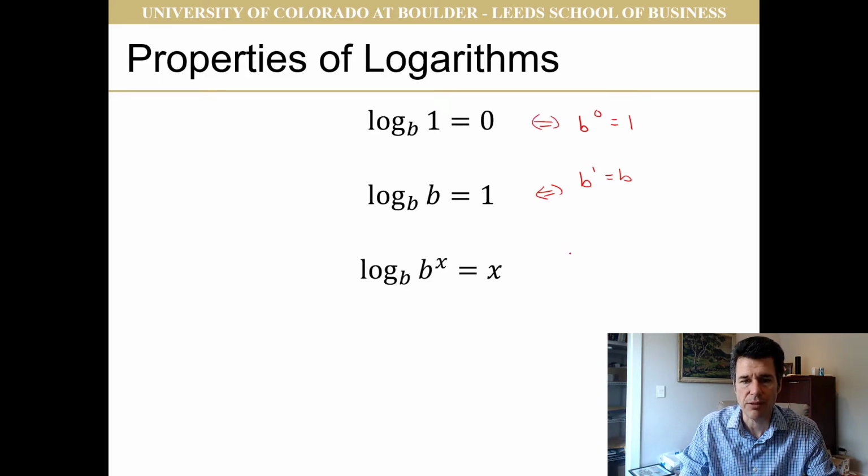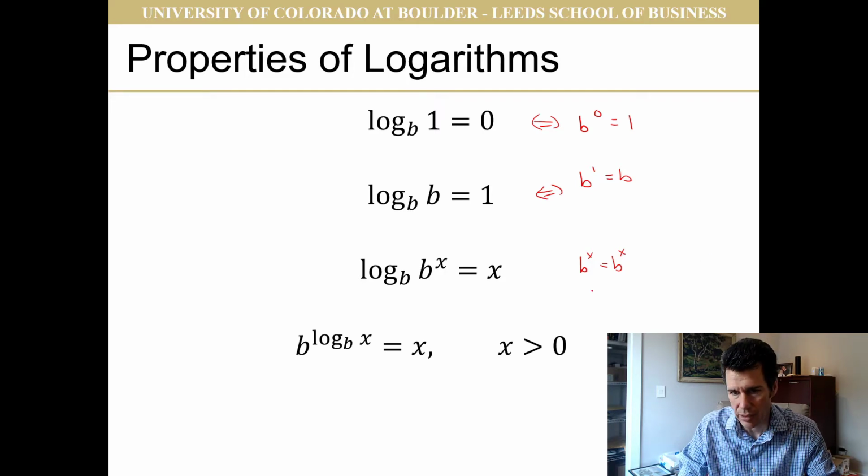Log base b of b to the x equals x. Well, again, rewriting this, that just says b to the x equals b to the x. So that's not very exciting. B to the power log base b of x equals x. So this is because they are inverse functions.